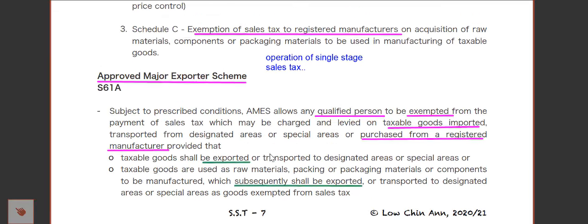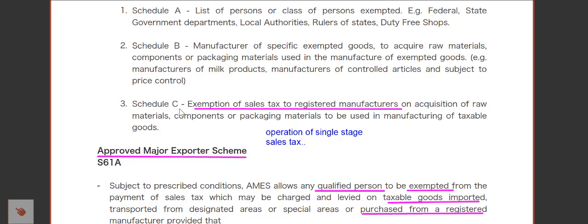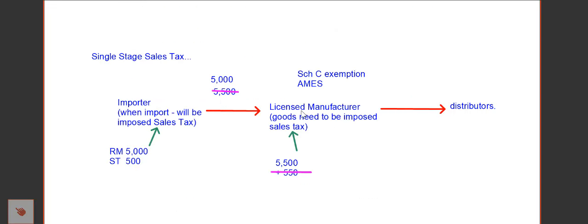One thing that I've told you just now is this. This will be an exemption to the registered manufacturer when you buy whatever raw material, whatever things you need for your manufacturing of taxable goods. You will be exempted. So like what I said just now, if you are under the exemption, when you buy, the person will not pass the sales tax to you. They will not impose the sales tax on you. That's one example.